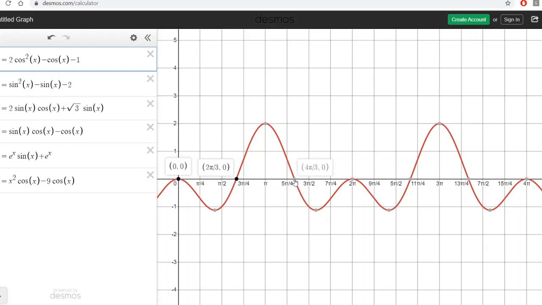We have 2 pi over 3. We have 4 pi over 3. And then we have another solution at 2 pi, but remember we're not including 2 pi. We're just going from 0 to 2 pi, not including 2 pi. And so those are the three same solutions that we found.